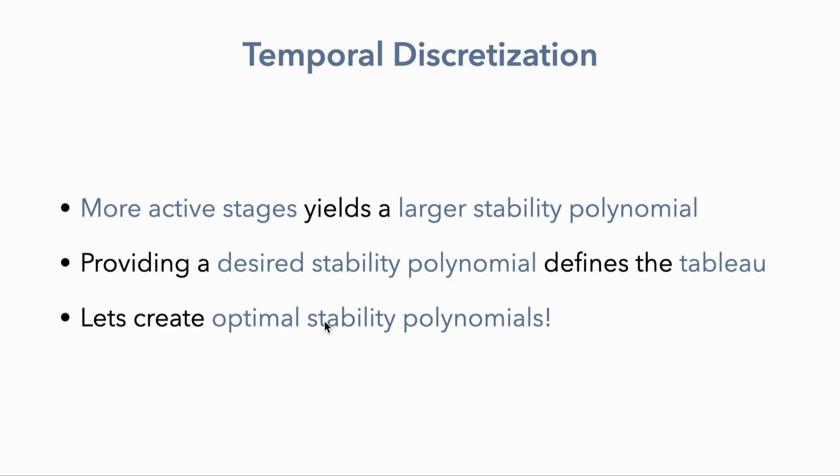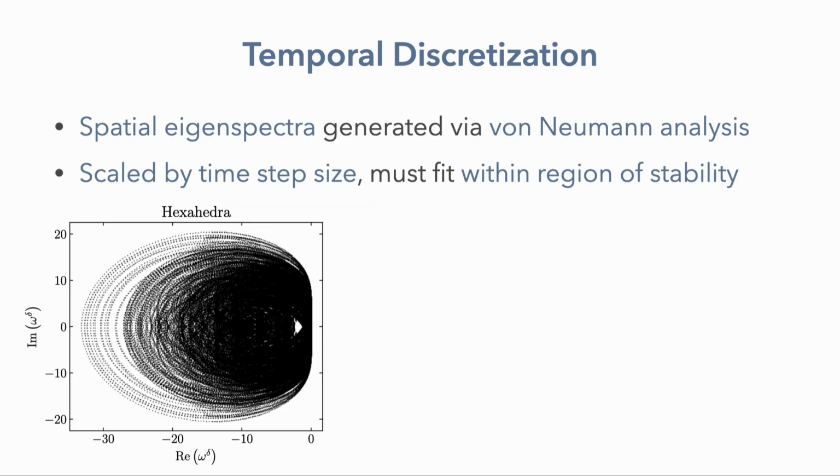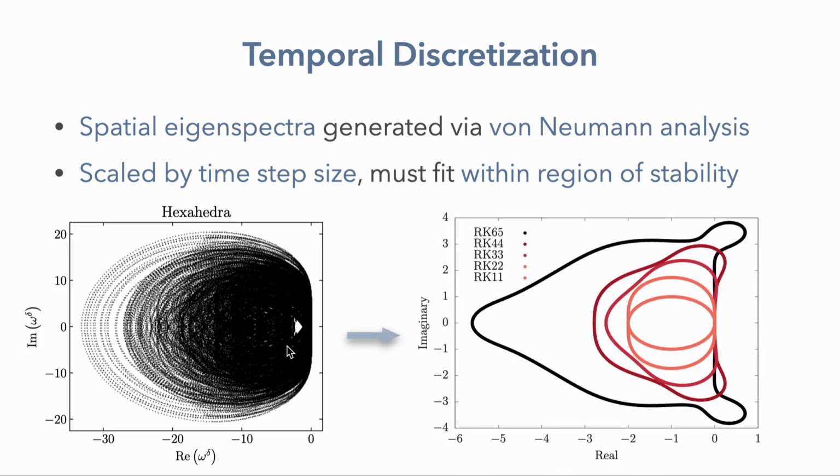Optimal in the sense that they're going to let us take the largest time step size for a given number of active stages. So I'm not going to get into all the details of how we do this optimization, but basically what you need to do is you have your spatial eigenspectra generated via von Neumann analysis. So this is a well-known technique to get the Fourier footprint or eigenspectra of your scheme. And when we have this, in order for an explicit scheme to be stable, we have to take this spectra, scale it by the time step size, and it needs to fit within the region of stability of the Runge-Kutta method.